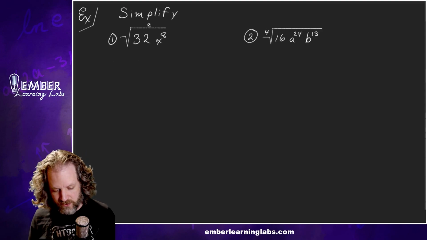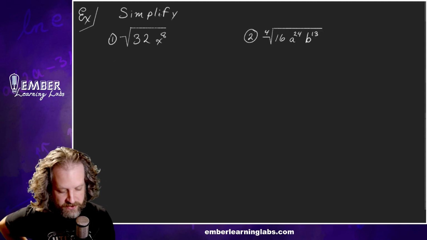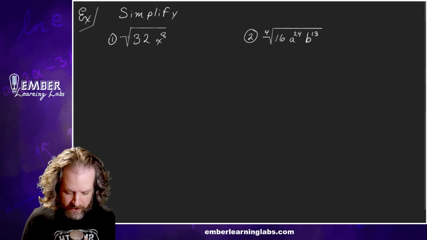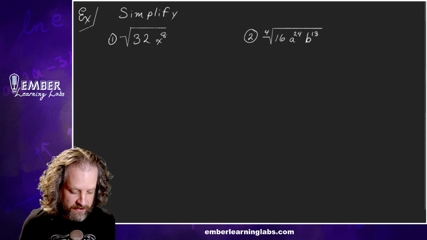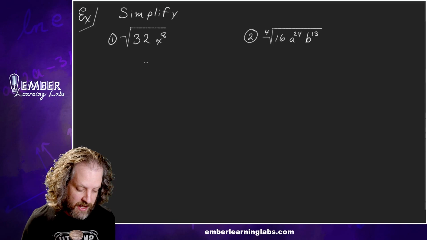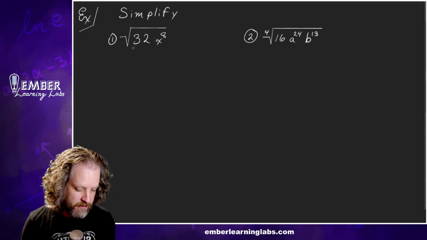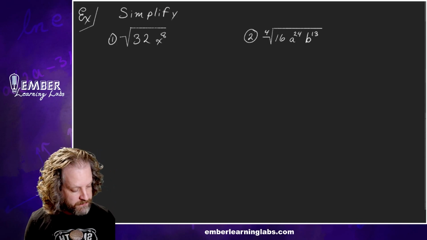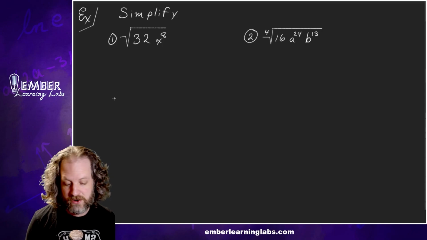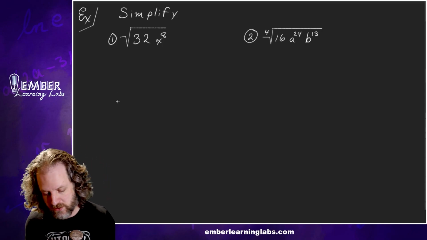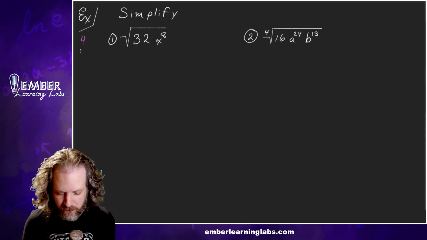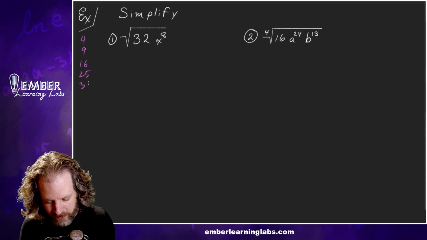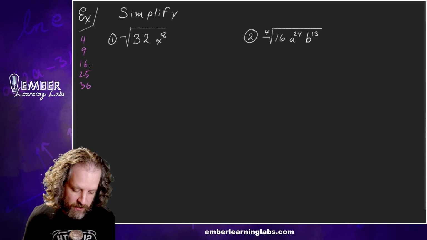So on this one, we are trying to reduce the square root of 32 and the square root of x to the 8th. We can treat this as two separate things. When we're doing this, what we want to do is find perfect squares that go into 32. So what are our perfect squares? Well, there's 4, because 2 times 2 is 4. There's 9, because 3 times 3 is 9. 16, 25, 36, etc. We go on forever with that.